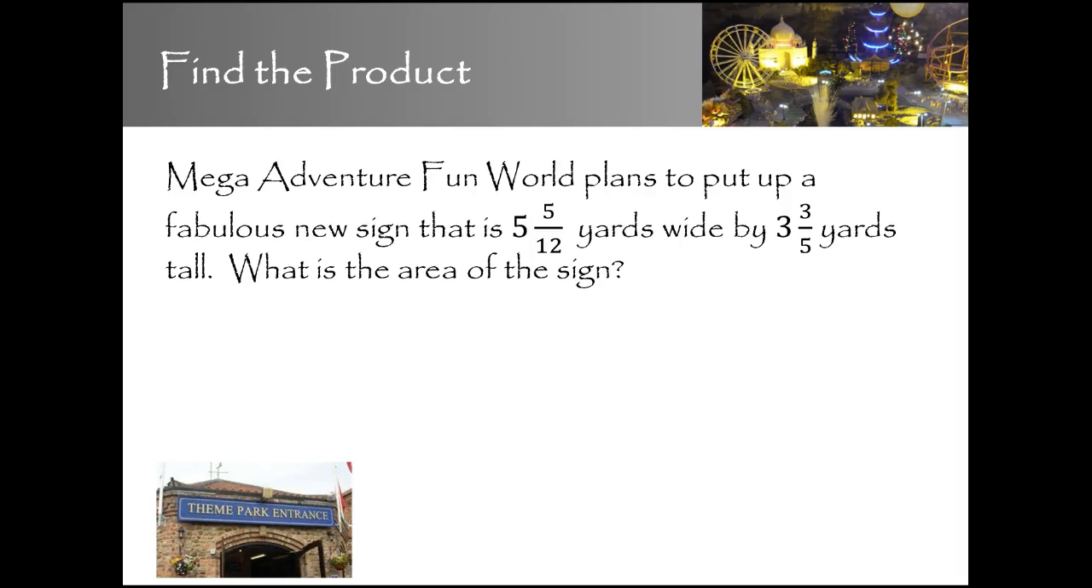Mega Adventure Fun World plans to put up a fabulous new sign that is 5 5/12 yards wide by 3 3/5 yards tall. What is the area of the sign? In order to calculate the area, we need to take the length times the width. We will multiply 3 3/5 times 5 5/12. We need to convert both of these to improper fractions. 5 times 3 is 15, plus 3 more is 18/5. 5 times 12 is 60, plus 5 more is 65/12.